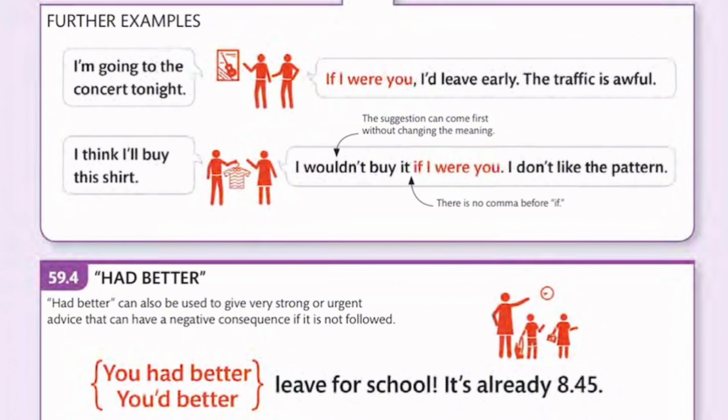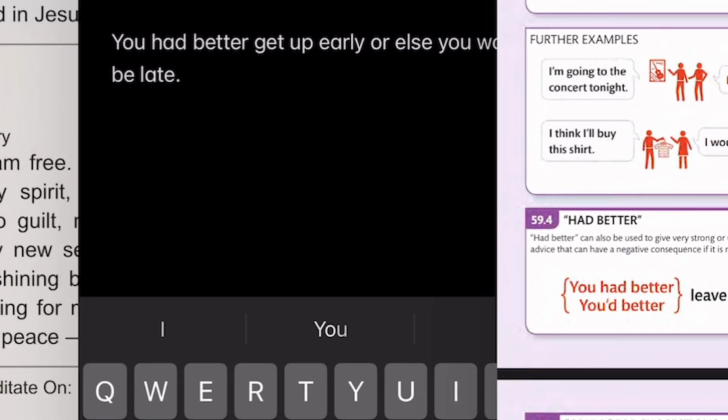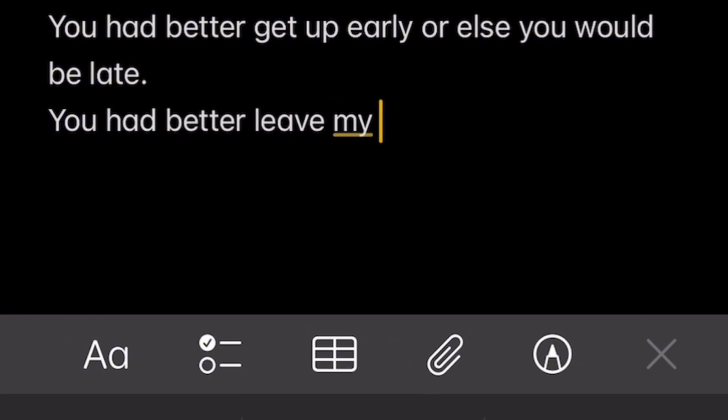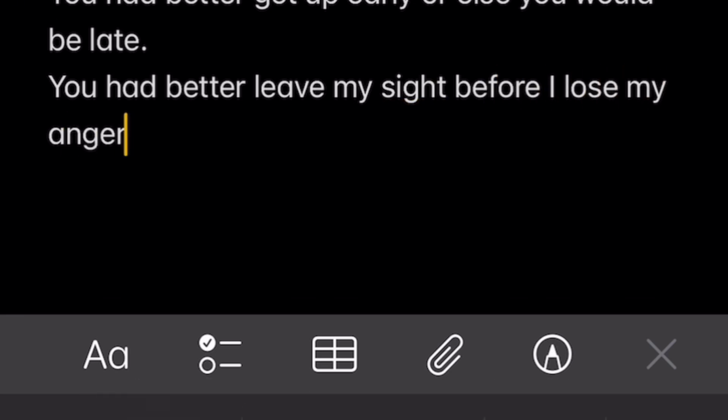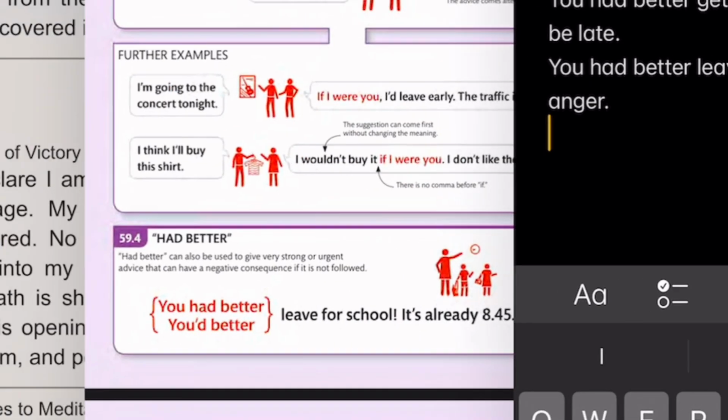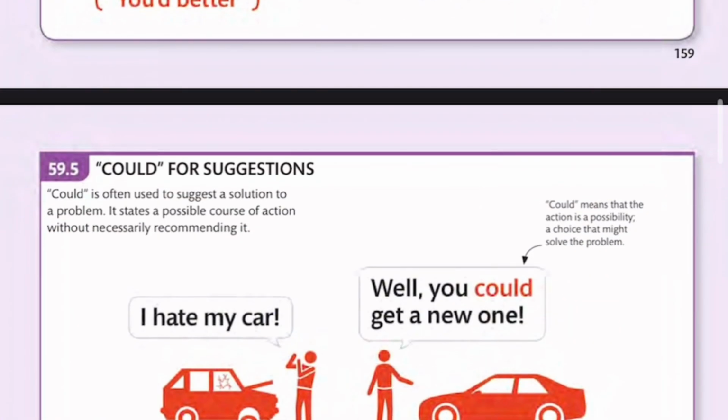You had better leave this place before I lose my anger. Yes, something like that. You had better leave my sight before I lose my anger. So it's not you had better lost my sight. No. Could for suggestions. Could is often used to suggest a solution to a problem.